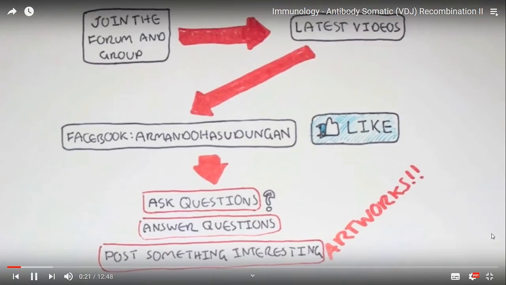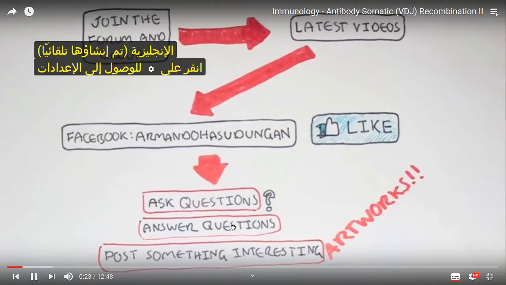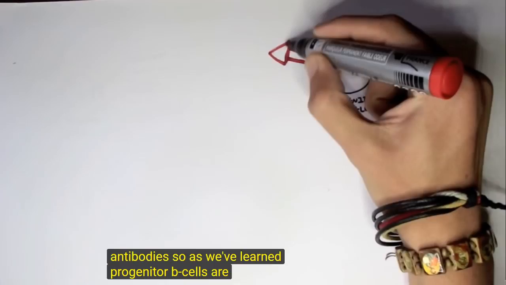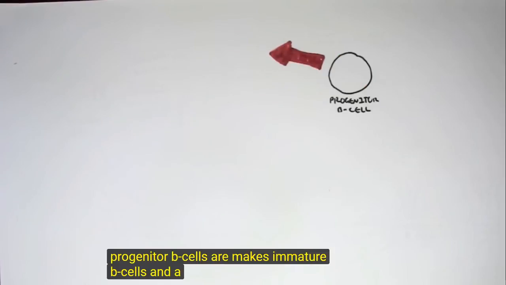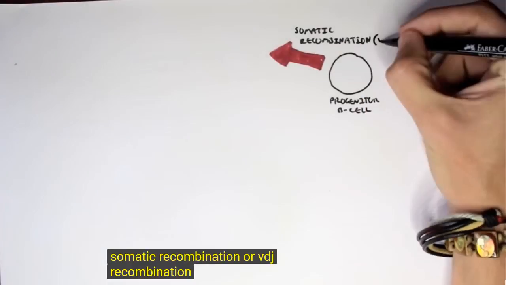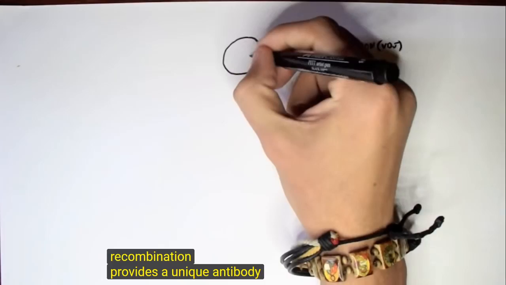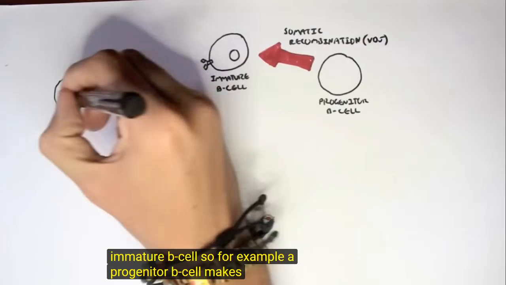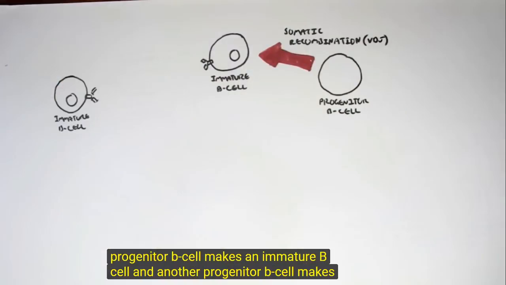We're continuing on somatic recombination, also known as VDJ recombination, for antibodies. So as we've learned, progenitor B cells make immature B cells. And a process called somatic recombination, or VDJ recombination, provides a unique antibody for the immature B cell. So for example, a progenitor B cell makes an immature B cell, and another progenitor B cell makes another immature B cell.